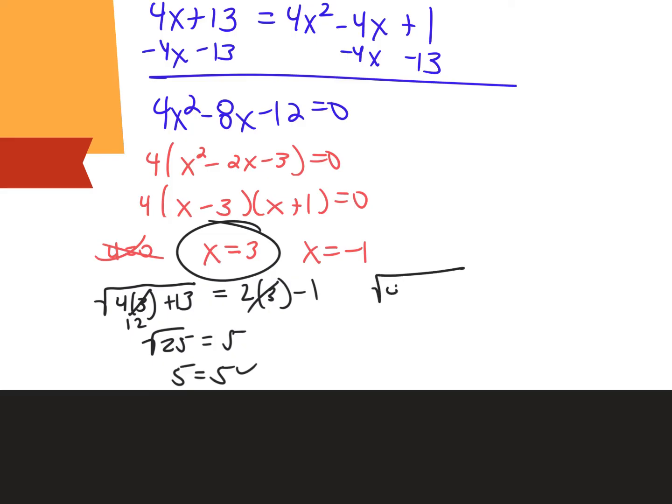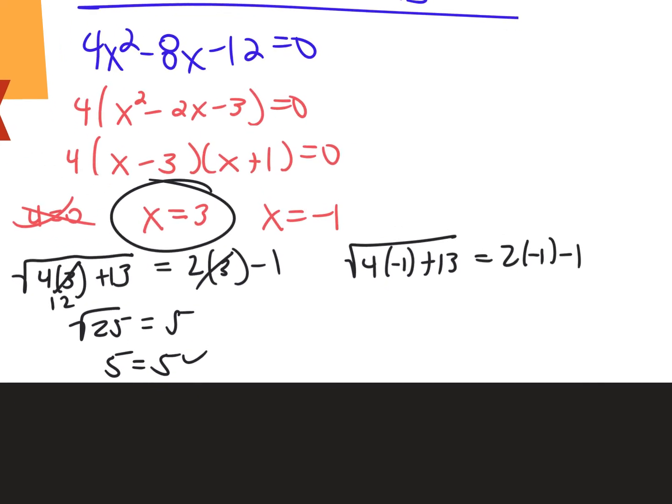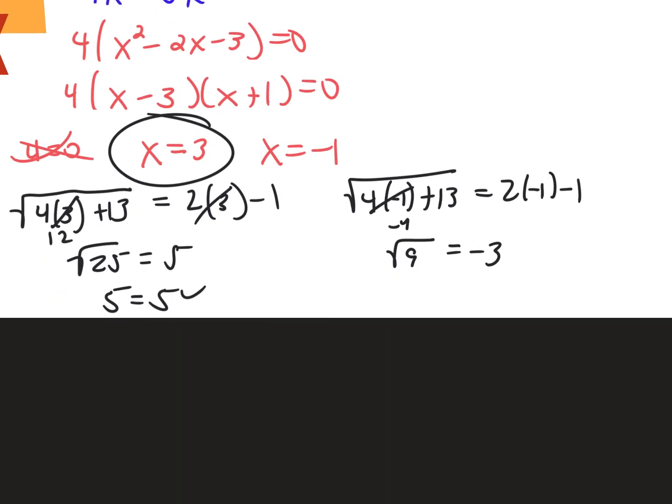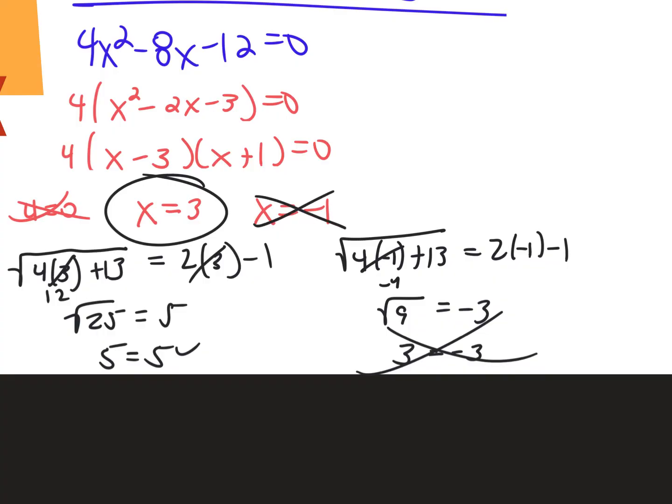So I have the square root of 4 times negative 1 plus 13 equals 2 times negative 1 minus 1. 4 times negative 1 is negative 4, and 13 is 9, right? What is the square root of 9? It's 3. If it was x squared and then you put the square root on, then a plus or minus, yes. But if the square root is just there, they're asking for the real answer. So the square root of 9 is 3. Does 3 equal negative 3? No, so negative 1 does not work.